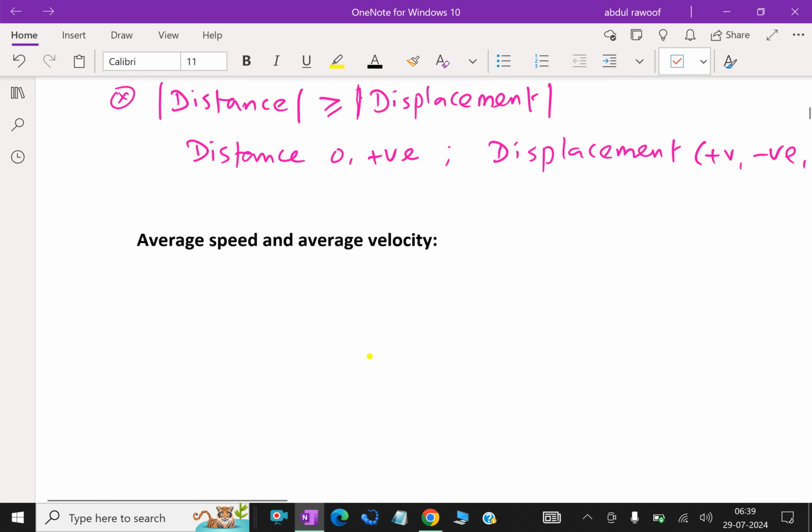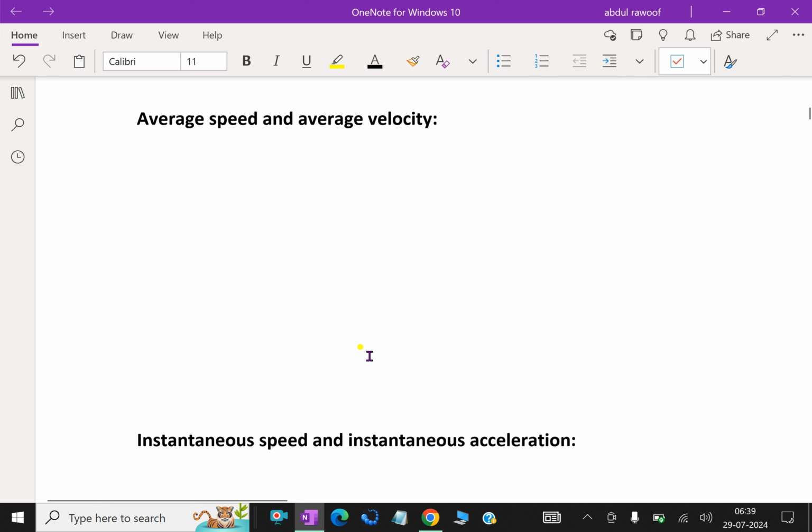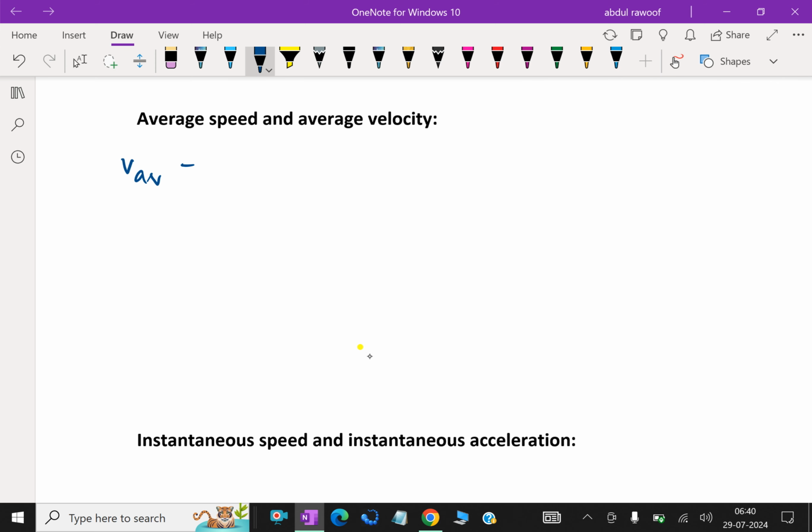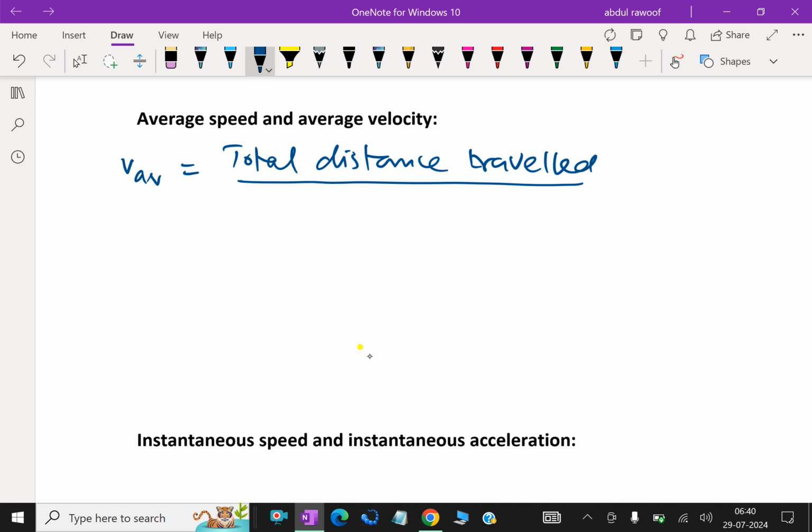Now average speed and average velocity. What is average speed? V average equals total distance traveled over time interval. That is delta S by delta T.